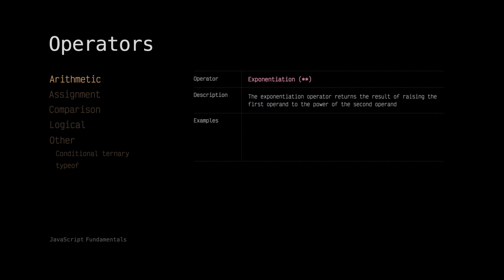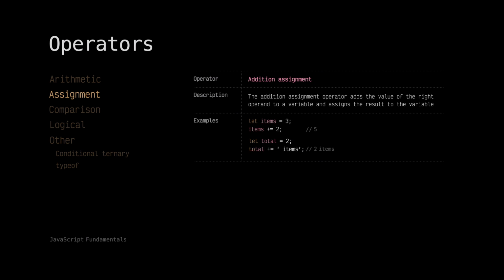Exponentiation. The exponentiation operator returns the result of raising the first operand to the power of the second operand. Addition assignment. The addition assignment operator adds the value of the right operand to a variable and assigns the result to the variable. The types of the two operands determine the behavior of the addition assignment operator.